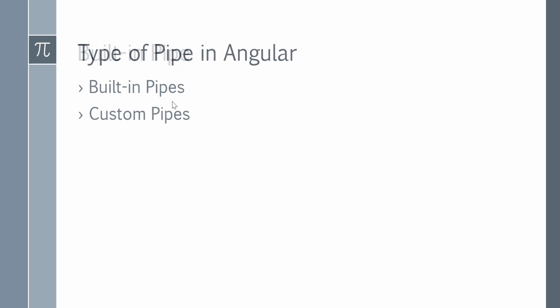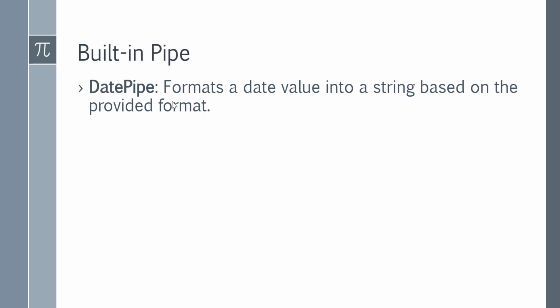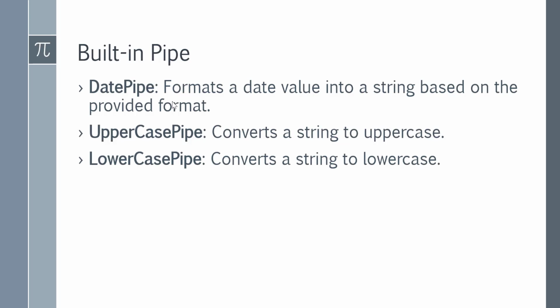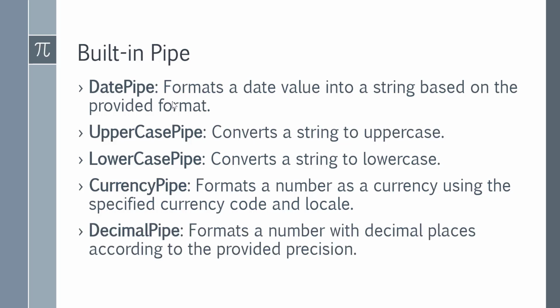Angular provides several built-in pipes that you can use out of the box to transform data in your template. First is the date pipe: format a date value into a specific format. Uppercase pipe: convert a string to uppercase. Lowercase pipe: convert a string to lowercase. Currency pipe: format a number as a currency using the specified currency code and locale. Decimal pipe: format a number with decimal places according to the provided precision.